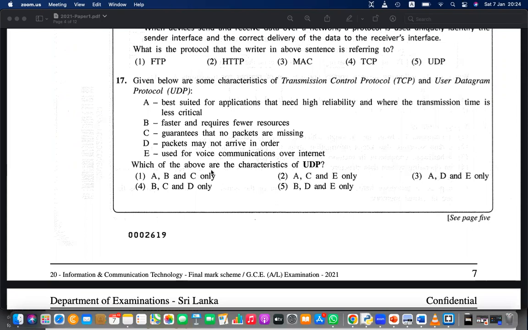So which of the above are characteristics of UDP? Faster, fewer resources, B. Packets may not be received in an order, D. Used for voice communication over internet, VoIP, voice over IP. So that is UDP basically. So we can select B, D, E. Therefore, I can select answer number 5 as the correct answer for question number 17.